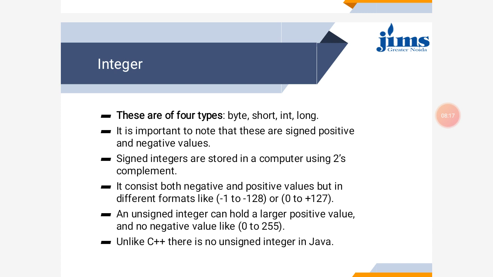And in this category, byte, short, integer, long all come, and the range starts from -128 to 127. And signed integers are stored in a computer using 2's complement. 2's complement means, first of all, we take 1's complement, means just convert 1 into 0 or 0 into 1, and then add 1, that becomes 2's complement. So to handle data, it uses 2's complement.